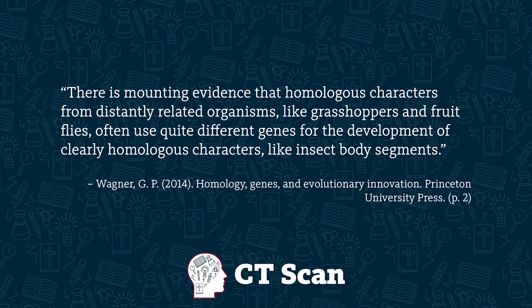For instance, it's not unusual for supposedly homologous structures to be encoded by different genes, or to develop through different processes. As one evolutionist writes, there is mounting evidence that homologous characters from distantly related organisms like grasshoppers and fruit flies often use quite different genes for the development of clearly homologous characters like insect body segments. As another example, the forelimbs of birds, reptiles, and mammals are thought to be homologous, but develop from different embryonic body segments. That's not really what you'd expect if they all shared the same ancestor.